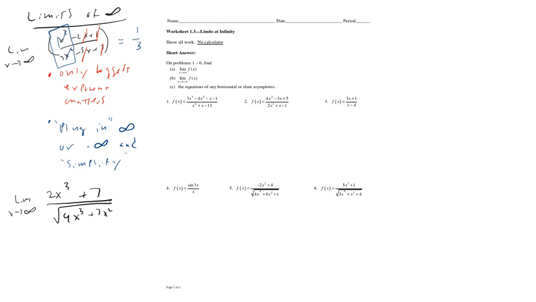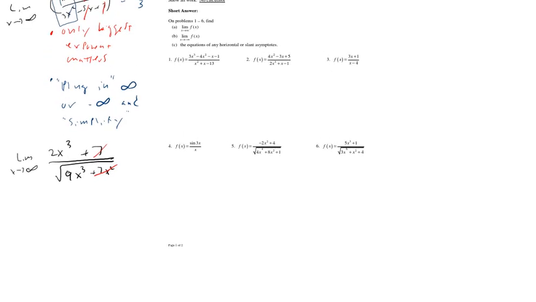With square roots, the same rules apply as before. Same rules where the only one that matters is the biggest exponent. So I don't need to worry about that 7. I don't need to worry about that. With square roots, again, only the biggest exponent matters. And what you see is when you do this canceling, this will become the limit as x approaches infinity of 2x cubed over the square root of 9x. Oops, I'm sorry, not cubed. Let me make this to the power of 6.